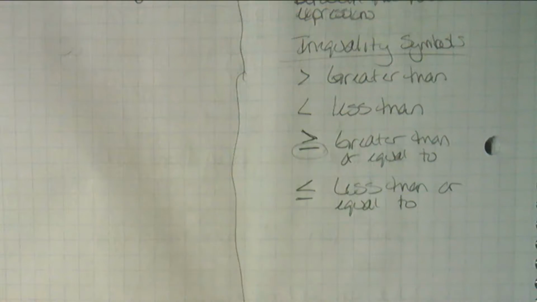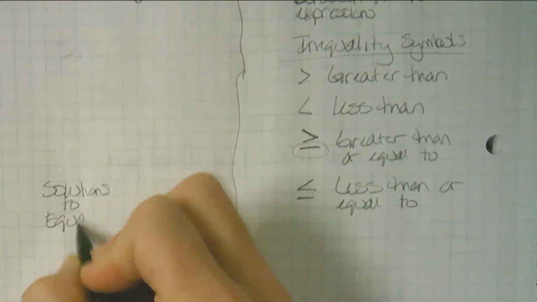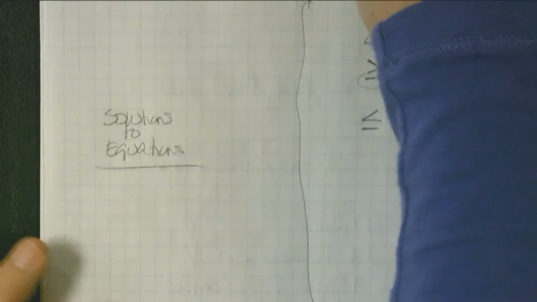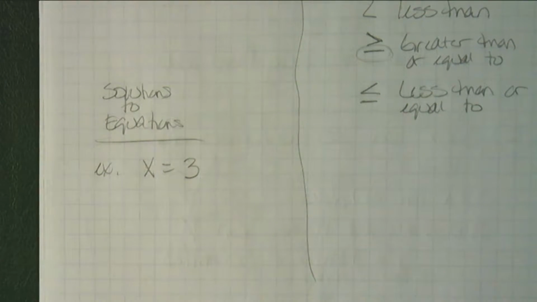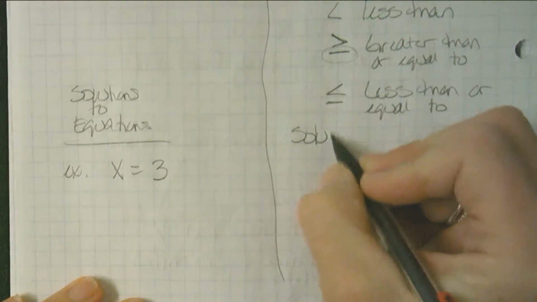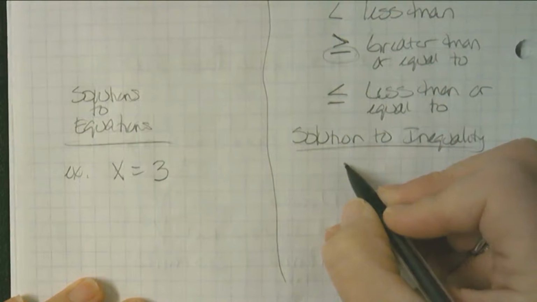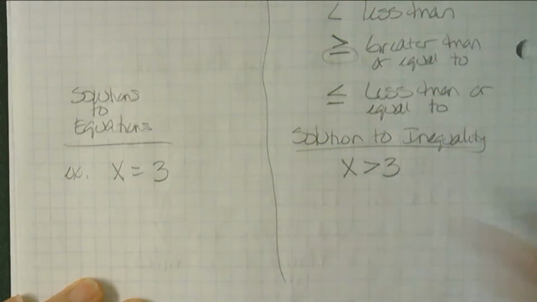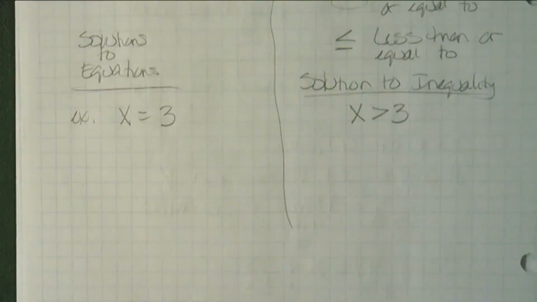Let's talk about solutions. Solutions to equations. I want to start with that because we've already done solutions to equations. A solution to an equation is going to look something like x equals 3. A solution to an inequality is going to look something like x is greater than 3. So from a visual standpoint, that's the difference in what our solution is going to look like when we're done solving.